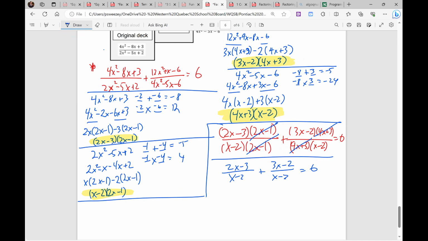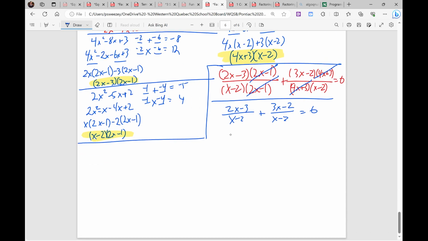Because the denominators were the same, because this is an addition of rationals, we're basically just going to combine them together. So I'm just going to have at this point 5x minus 5 all over x minus 2 is equal to 6. Now I can solve for a value of x. This one's actually not going to be bad.